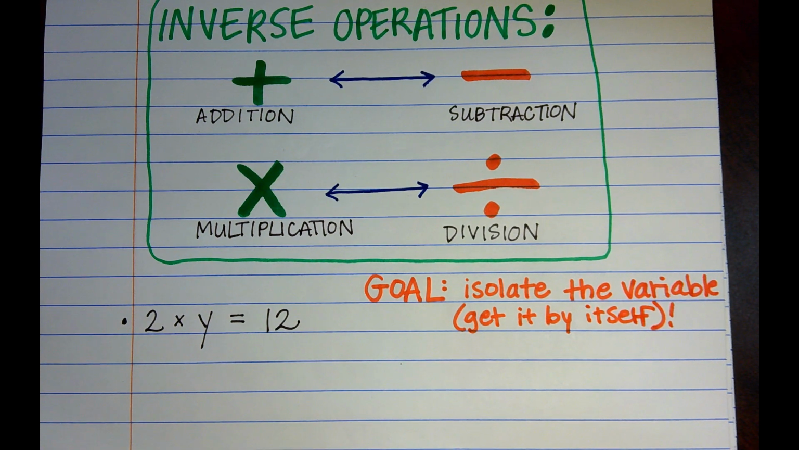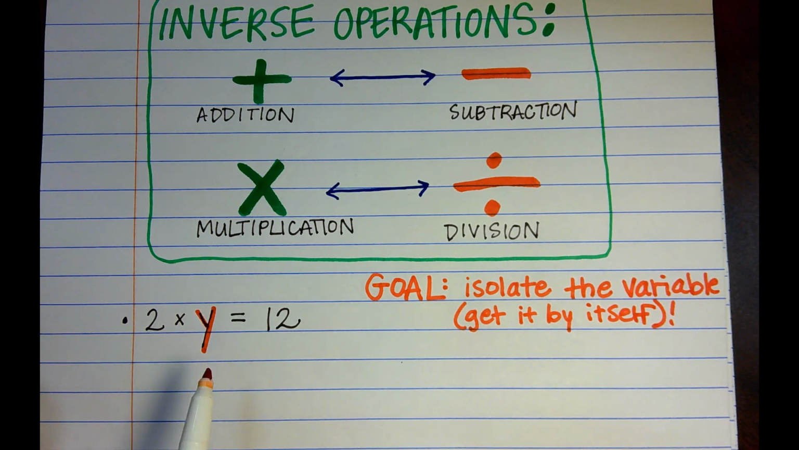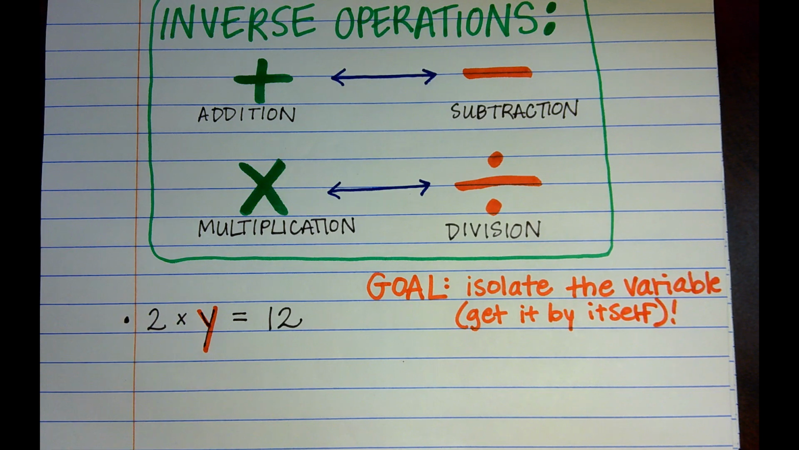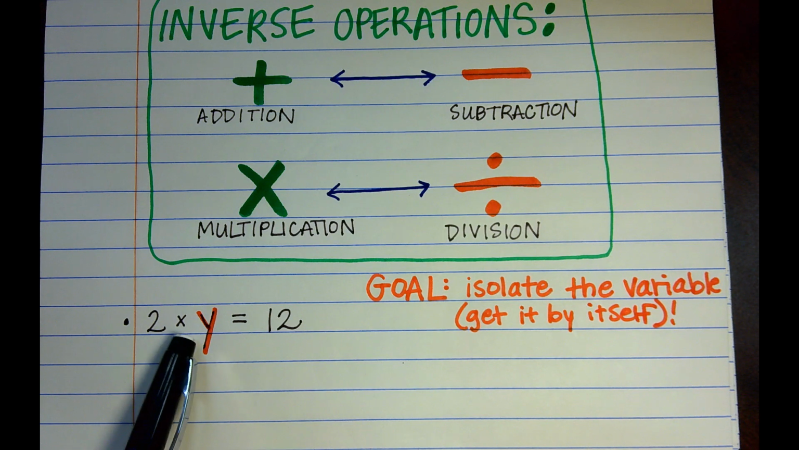So in this example I just gave you, 2 times y equals 12. First of all, what is our variable? It's y. That's our variable. So we want to isolate, or get, y by itself. How can I get y by itself? What do I need to get rid of? The 2. The 2 is what we need to get rid of. Now, what operation is happening over here? Multiplication. So what is our inverse operation, or what is the opposite of multiplication?